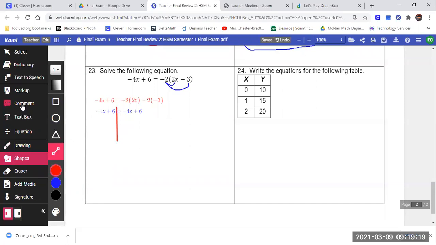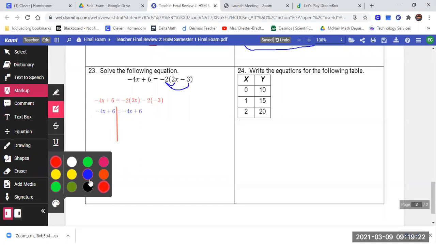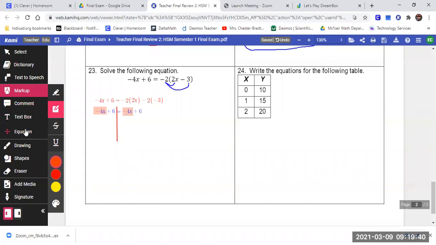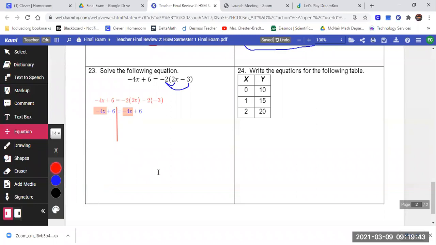All right. What do we always move first when we have pluses and minuses? The letters. Okay, so we're going to highlight our letters. We need to big zero those letters. What are we going to do? Add 4x to both sides. Yes.